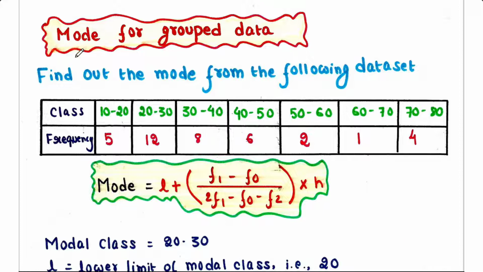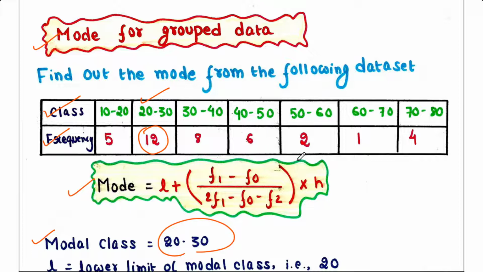Let's see how to determine mode for grouped data. Find out the mode from the following data set. In this row, we have a few classes, and in this row, we have the frequencies of the respective classes. This is the formula we can use to calculate mode. Here, the modal class is 20 to 30, since it has the highest frequency in this data set, that is 12. 12 is highest right here.